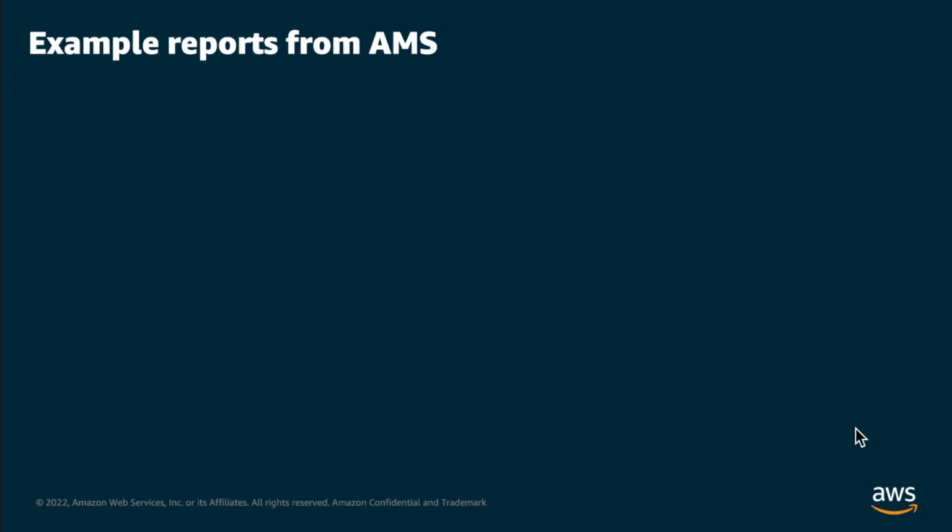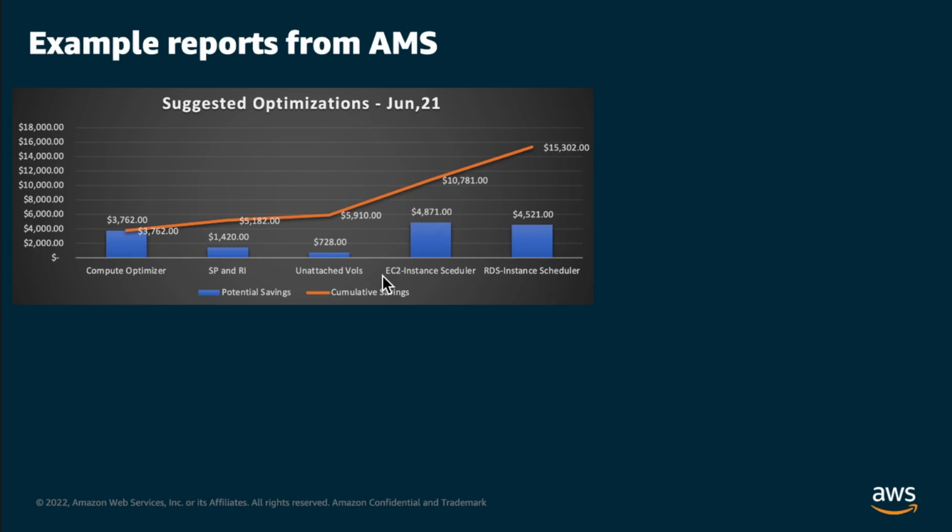Okay, so now I'm gonna show you one example of report that we create for our customers based on their needs. So this is an example that we gave to customers. So they request us, okay, I want to know if I do compute optimizer, or if I delete unattached volumes or enable instance scheduler, how much will I save? So I know how much effort I'm gonna have to do based on how much return I'm gonna have, how much cost I'm gonna save, so that I can decide on which one to start first, for example.